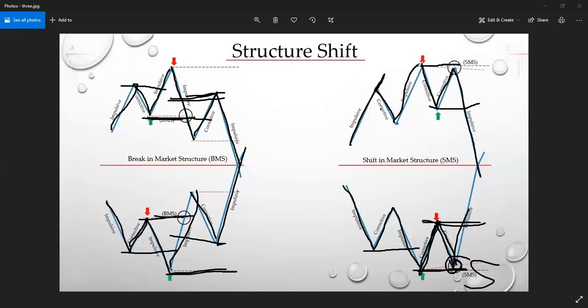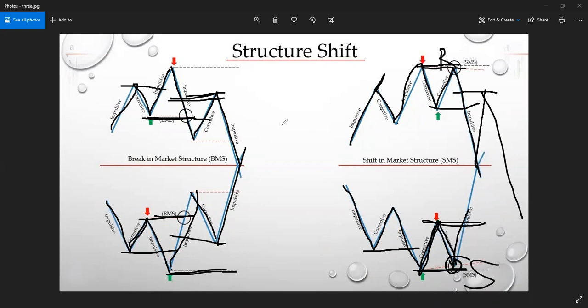Immediately you break the last low, here has become a resistance. So automatically there's a shift in market structure. Automatically, this market will come back again to 50% of this impulsive move to rally down again to do the major move. So today we're talking about market structure, about a break in market structure and shift in market structure.